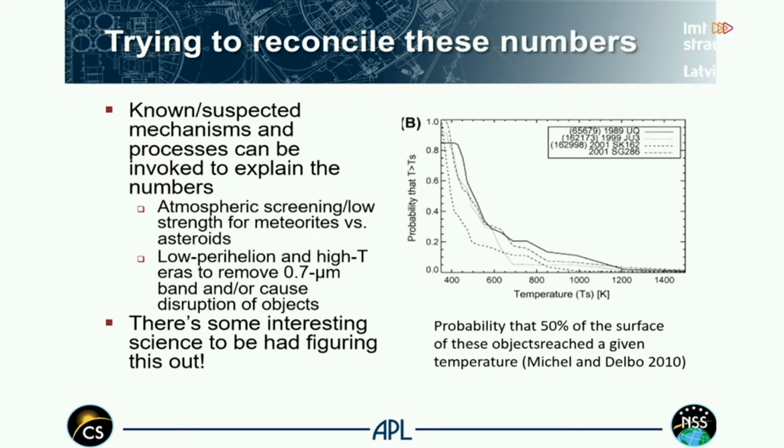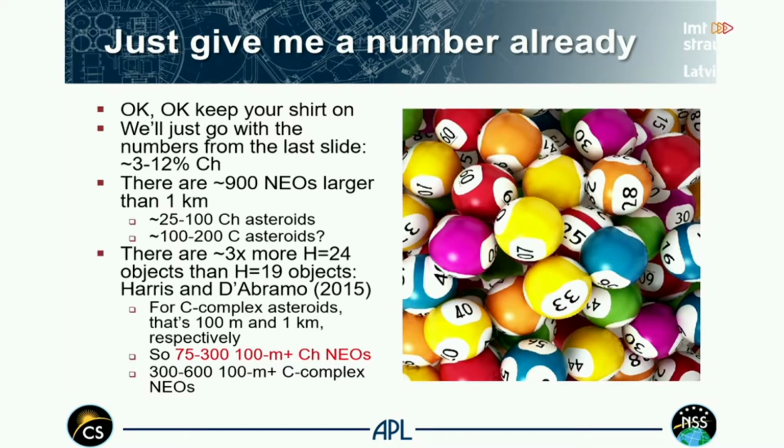We can try to reconcile this. Like I said, there are known or suspected mechanisms and processes that can maybe account for this discrepancy between the main belt derived estimate and the meteorite derived estimate. Like I said, atmospheric screening might be an issue. Some objects, I think Patrick and Marco Delbo and Simone Marchi have demonstrated that NEO orbits can go through periodic or chaotic epochs of very low perihelion, so they might heat up a lot. That might destroy hydrated minerals at their surface, or at least remove this 0.7 micron band. So again, there's a lot of interesting science to be had figuring this out, and obvious application for people with deeper pockets than mine. Okay, so, I've been up here almost 10 minutes.